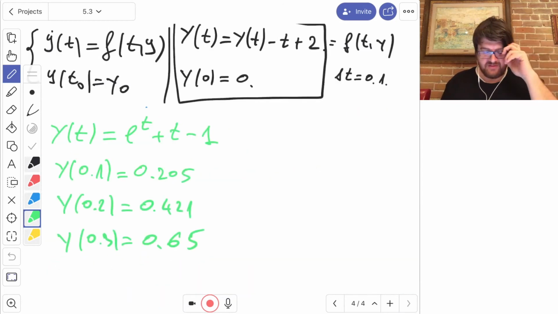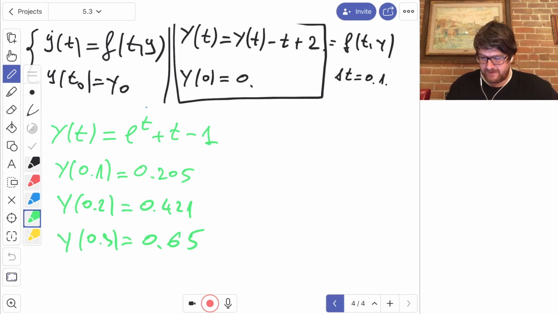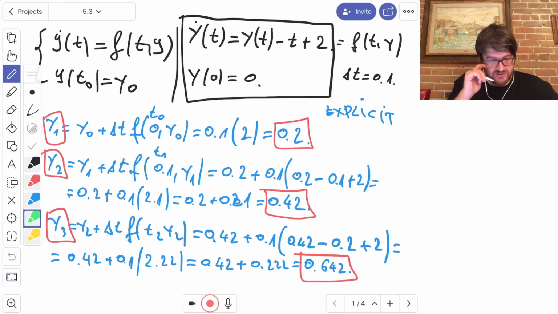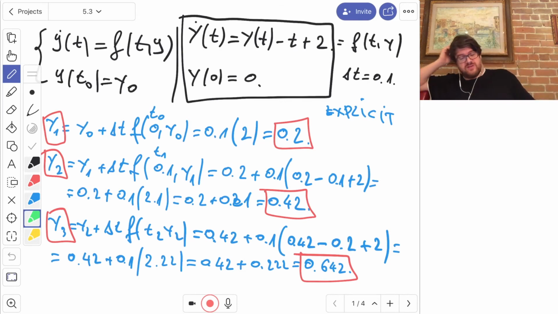Well, let's see y of 0.2. It is going to be 0.421. Let's see, the implicit is 0.43. So from 0.421 to 0.43, it's still pretty close, right? I mean, it's within 0.01. But actually y2 in the explicit is 0.42, so the explicit one in this case works quite well. And this shows that in fact the explicit one, if the time step is small and the function doesn't go wild, behaves quite well.